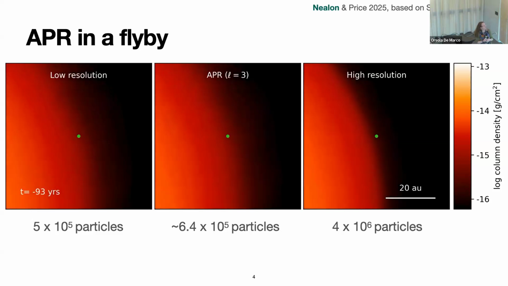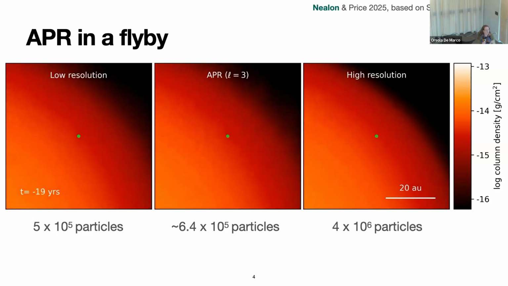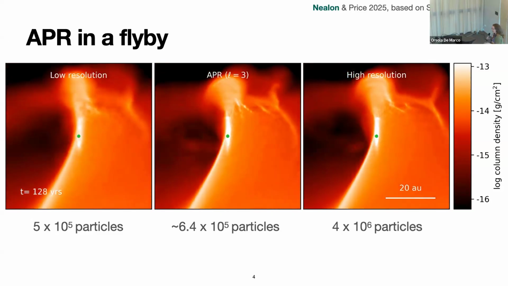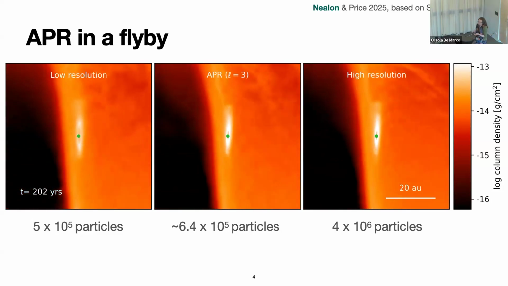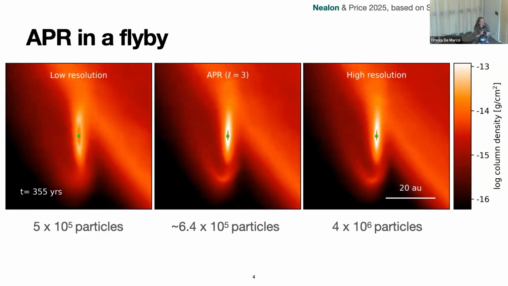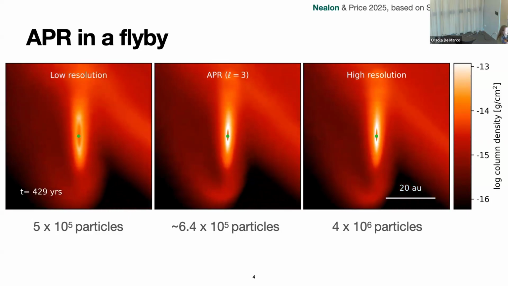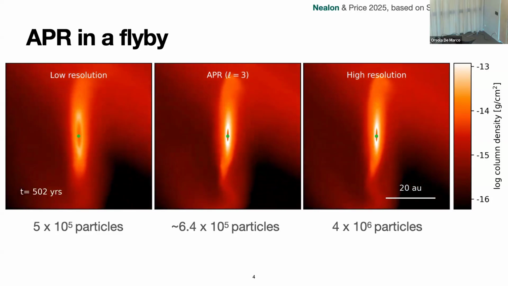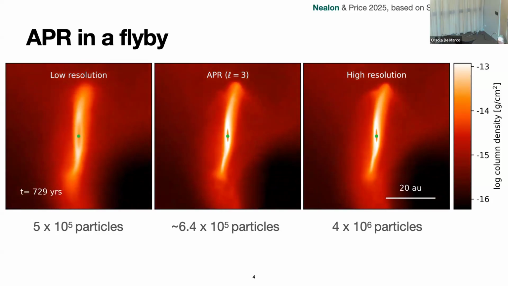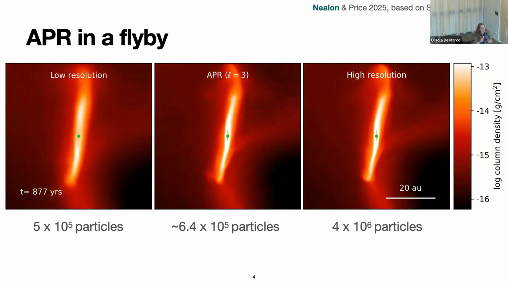The test for our method to be working is whether the middle panel looks like the far right-hand panel. Locally they have the same resolution around that perturber star, but we're getting that for a much lower number of particles in total. Here with only 6.4 by 10 to the 5 particles, we get the same evolution around the perturber star as a simulation that cost us 4 million particles on the far right-hand side. So qualitatively, we have lots of evidence to show that this method is working exactly the way that we expect.